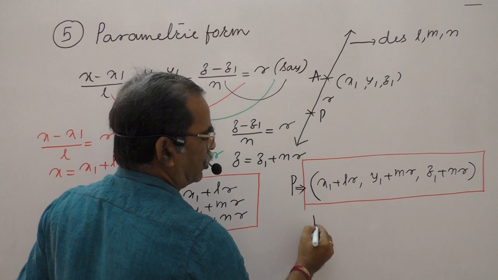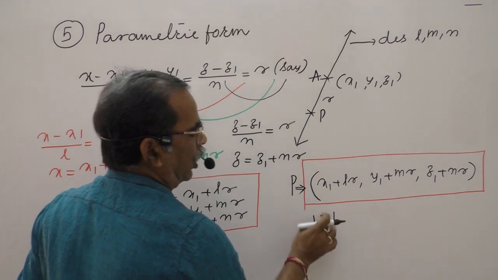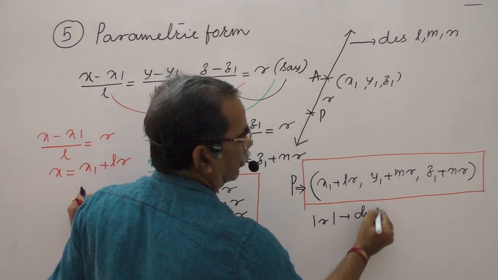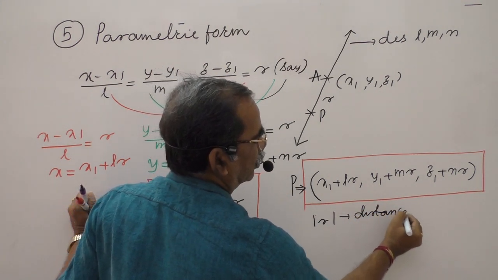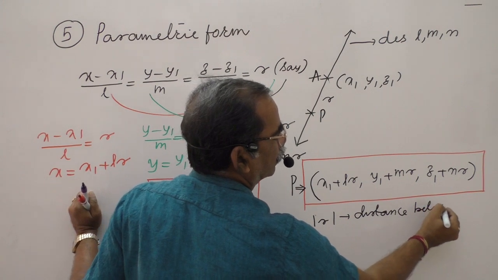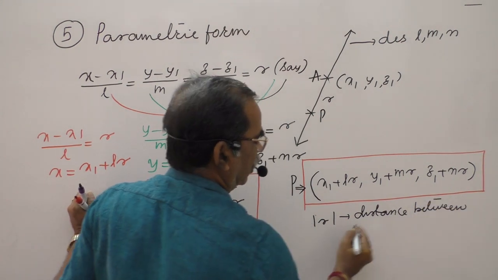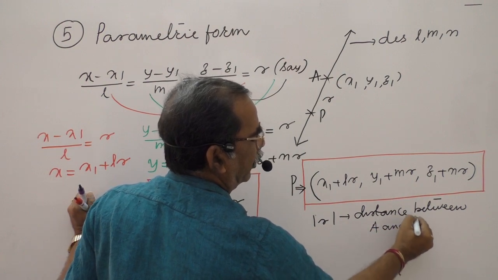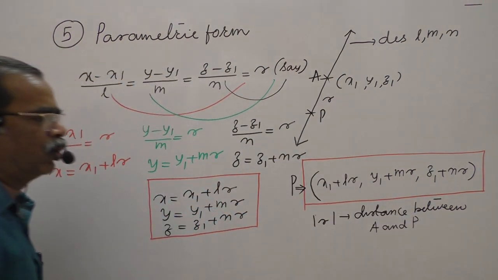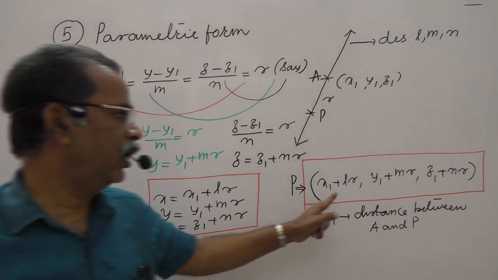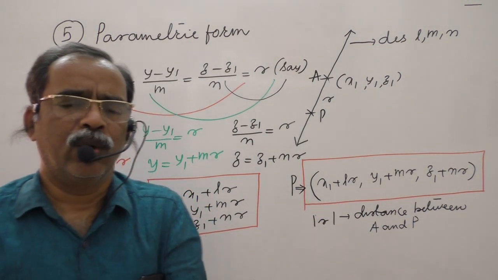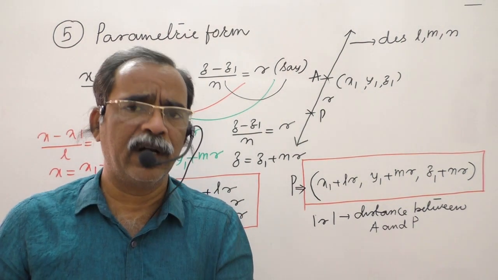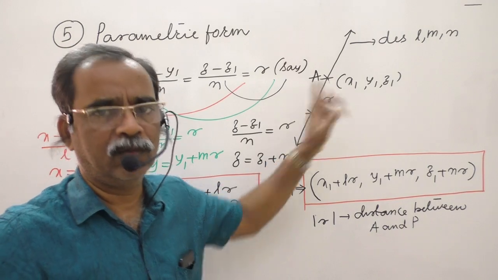Therefore here, what is r? r is distance, no? So I will take the mod. So mod r is the distance between the given point A and the general point P. So this is about the parametric equation. Generally this will be used when you have to find a point on a given line at a given distance from a fixed point.